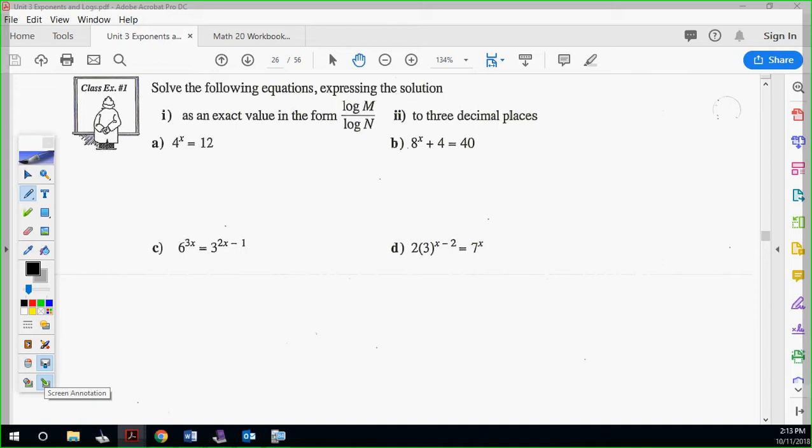Exact form is that instead of actually calculating when we have that situation, we leave it. Okay, so that's just so you don't get the decimals. So when it says exact, that's what they're saying. And then we're also going to go ahead and calculate it. So the first one here, we're just going to do that easy practice here. We're going to log both sides.